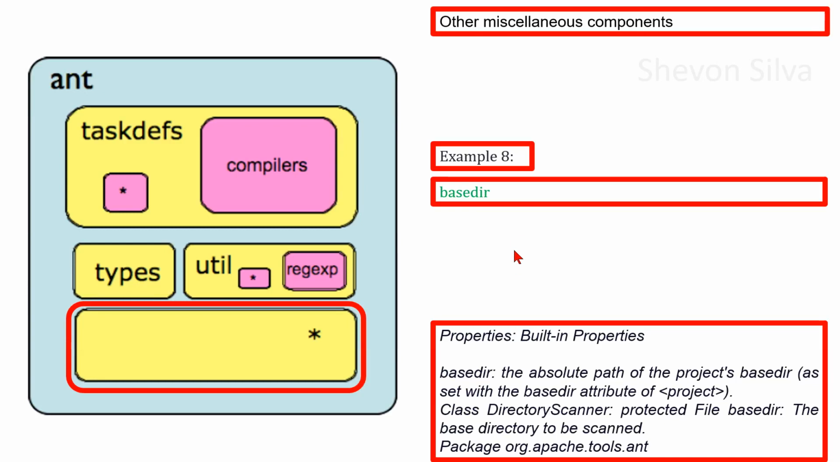Now we are considering built-in properties in properties. basedir, the absolute path of the project's base dir, as set with the basedir attribute of project. With regard to API, we can consider class DirectoryScanner. protected File basedir, the base directory to be scanned. This is in the package org.apache.tools.ant.